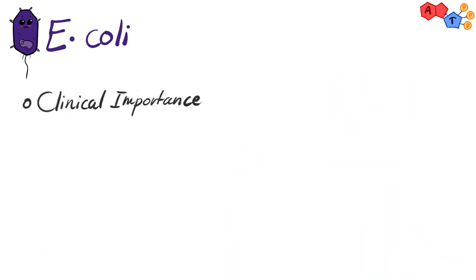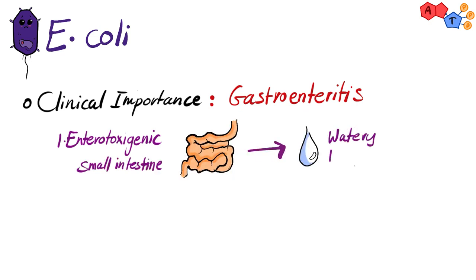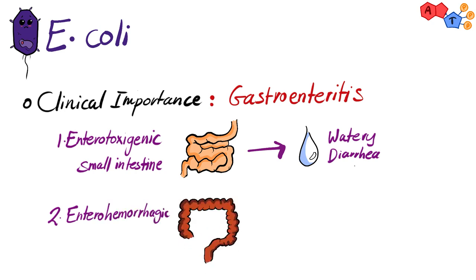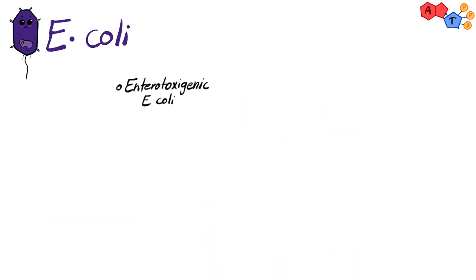The first clinical importance here is gastroenteritis, and we have two main types of E. coli that are particularly important here. The first one is Enterotoxigenic E. coli, which affects the small intestine and causes watery diarrhea. And then we have Enterohemorrhagic, which affects the large intestine and causes bloody diarrhea. Let's begin with Enterotoxigenic E. coli, or ETEC for short.